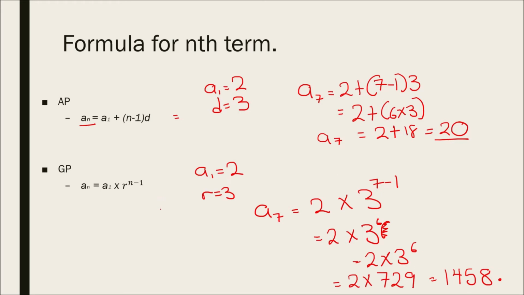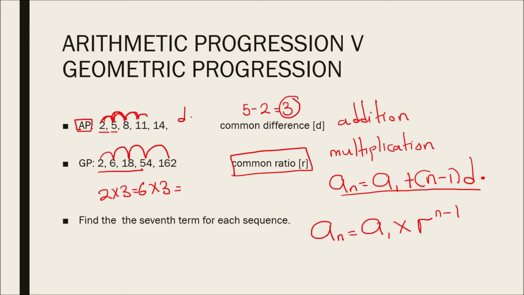Now let's check. We can decide to check if we want to. Let's go back. Here we have our a1, a2, a3, a4, a5. So let's add 3 and see. 14 plus 3 is 17. That's our a6. 17 plus 3 is 20. That's our a7. So our answer is correct. Again, you don't have to do the checking. It's going to be long and could be tiring, but you could do it if you want.